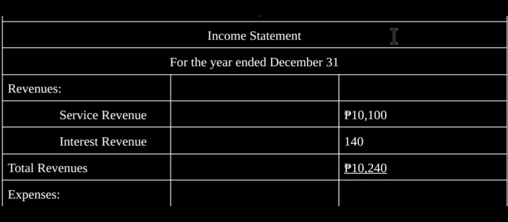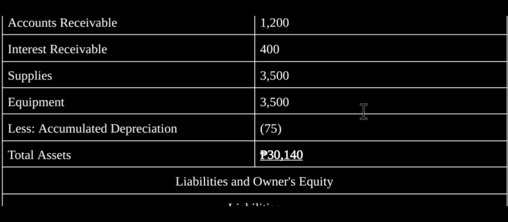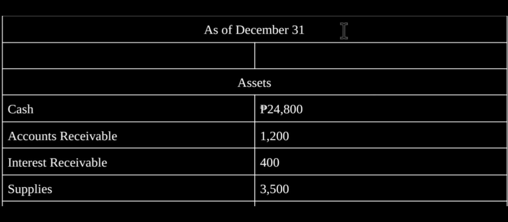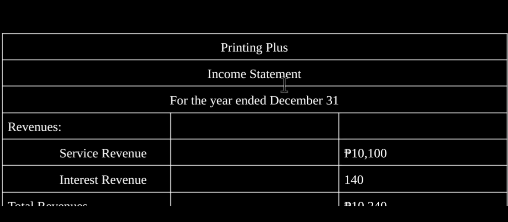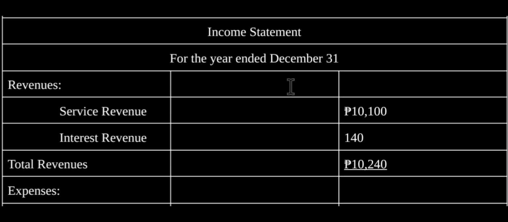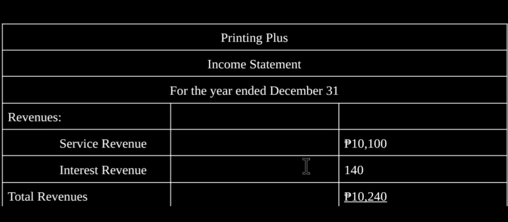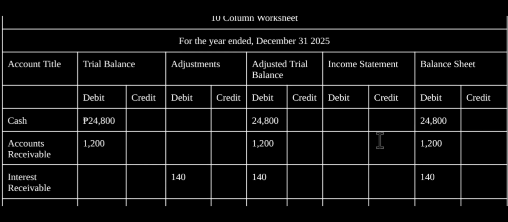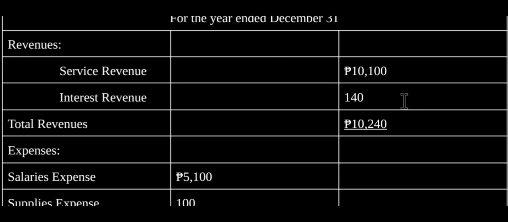The financial statements consist of the income statement, the statement of changes in owner's equity, and we have here the balance sheet. So first we have to prepare the income statement. All you have to do in here is copy paste what's written in the 10 column worksheet. This is why the 10 column worksheet is very important. So just copy paste it.